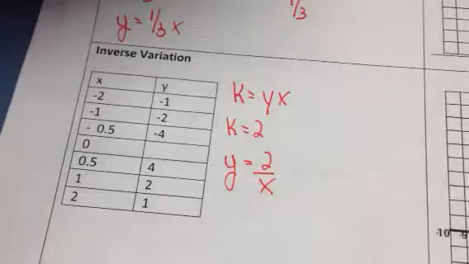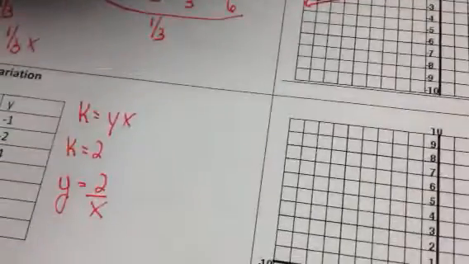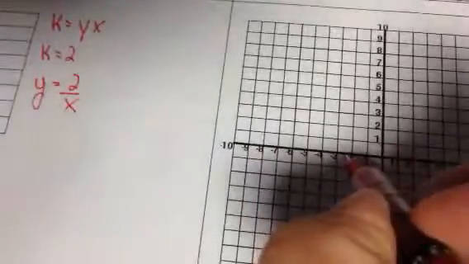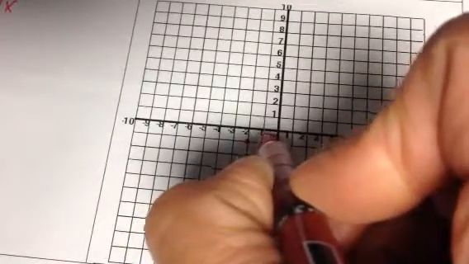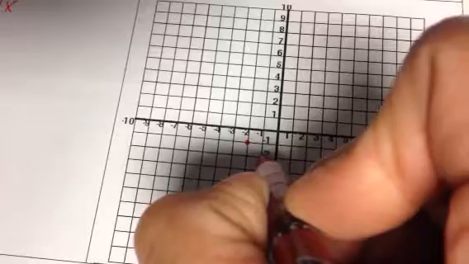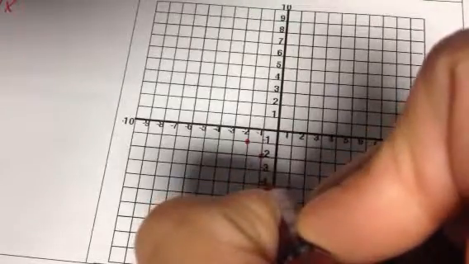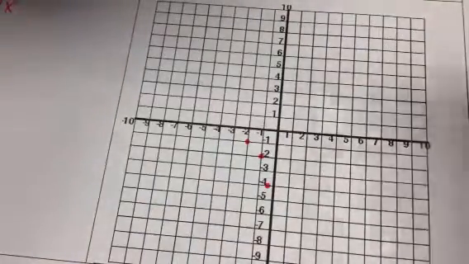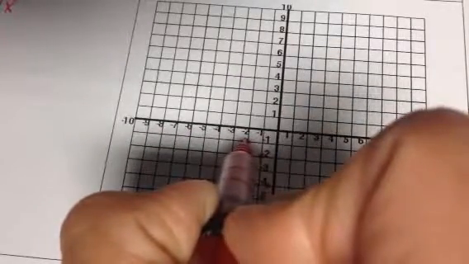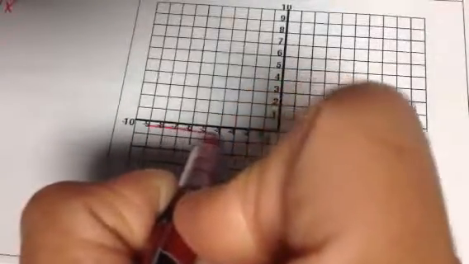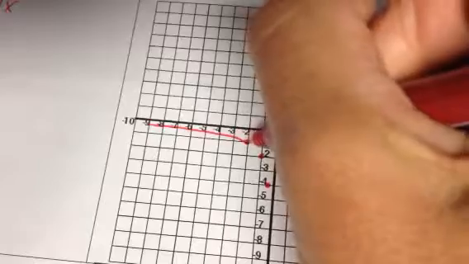So what does this look like? This one's a line, so what does this look like? So I'm going to graph -2, -1, -1, -2, and then -0.5, -4. And what's going to happen is if you keep going, points smaller than -2 or bigger than -0.5, you're going to start to see this shape.